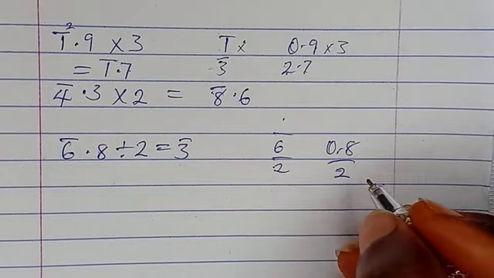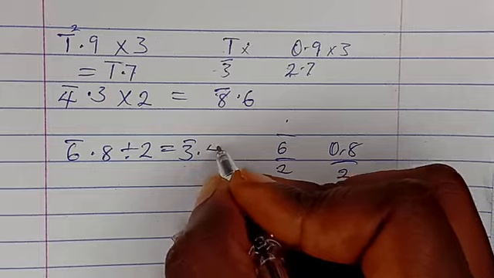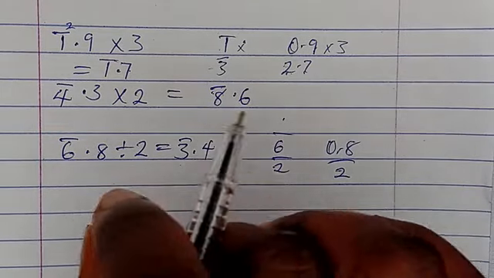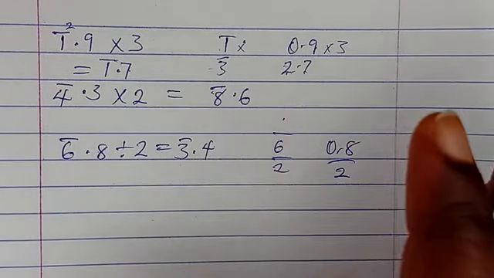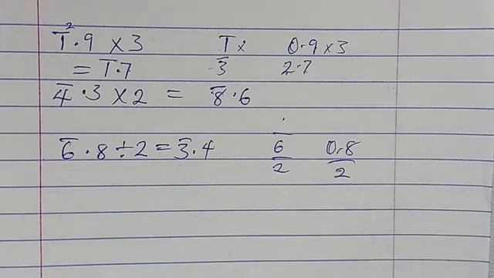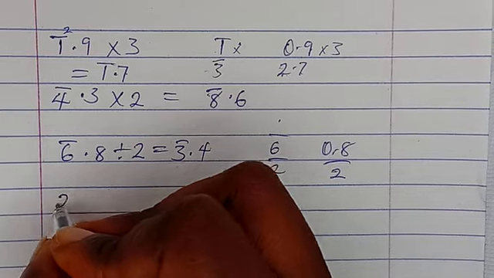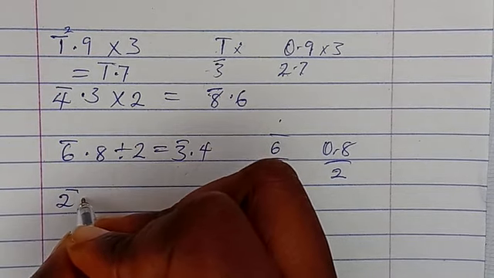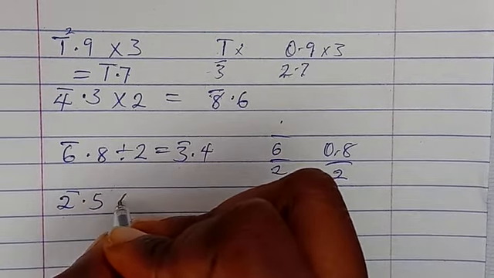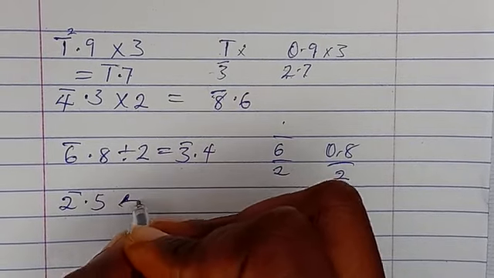And then when we divide through for this part, we have 0.4 remaining. So this is not a challenge. It's not every time we have to handle that challenge. So next we have to do something like bar 2.5 divided by 5.